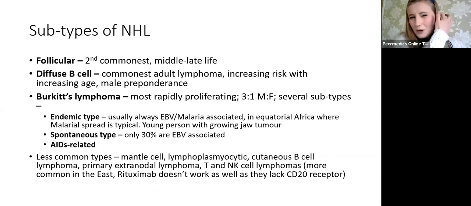which, out of the rest of them, is just the most identifiable. And they quite like it in exam questions, because there's what you call the endemic type, which is found in equatorial areas of Africa where malaria outbreaks are known to be. It does tend to also be linked to Epstein-Barr, and it tends to be young people that have these massive jaw tumours. It could be that they're massive because they're just not treated for ages. It could be that they're massive because that's just how that tumour type tends to go, because they proliferate so rapidly.